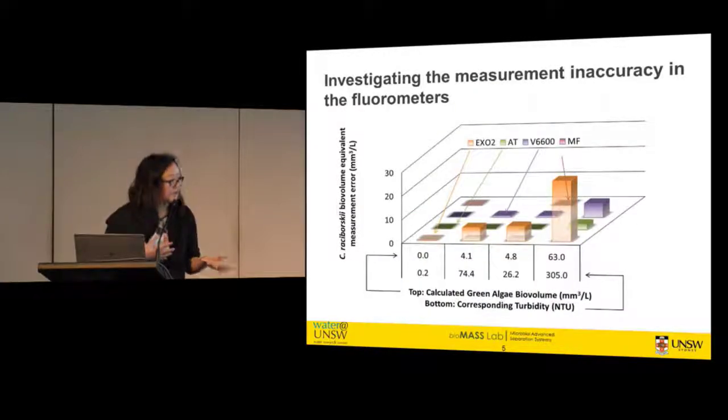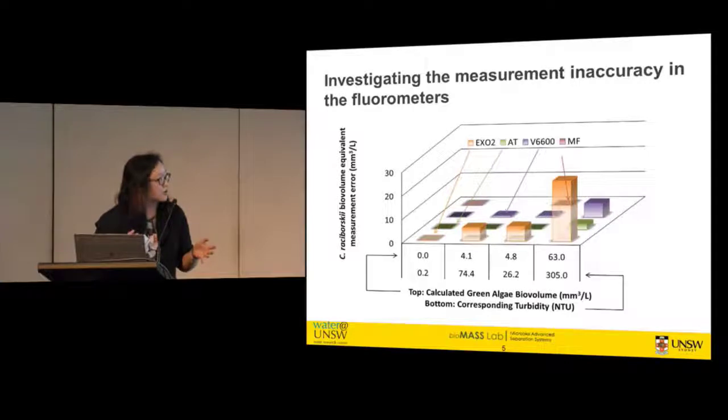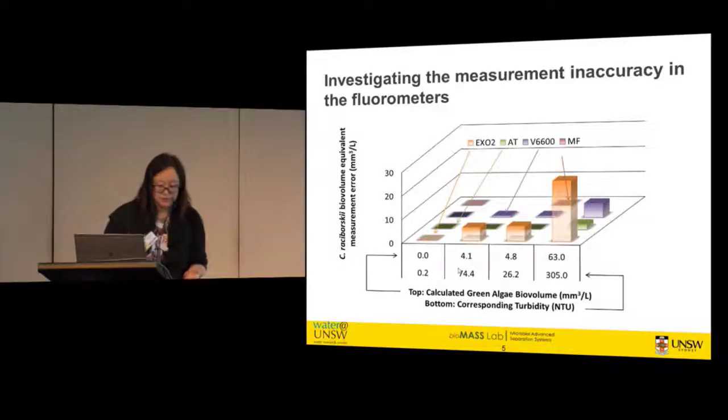So we investigated the impact of green algae and turbidity on these probes. We did a systematic study into how bad this measurement error can get. This is just an example of what we did. We took all the probes together. We had different concentrations of green algae and turbidity in the suspension. These are bench scale tests. It would be great to do it in the field, but it's very hard.